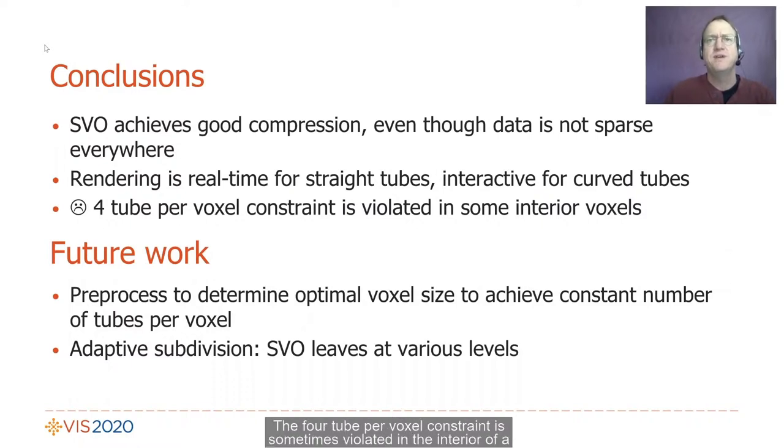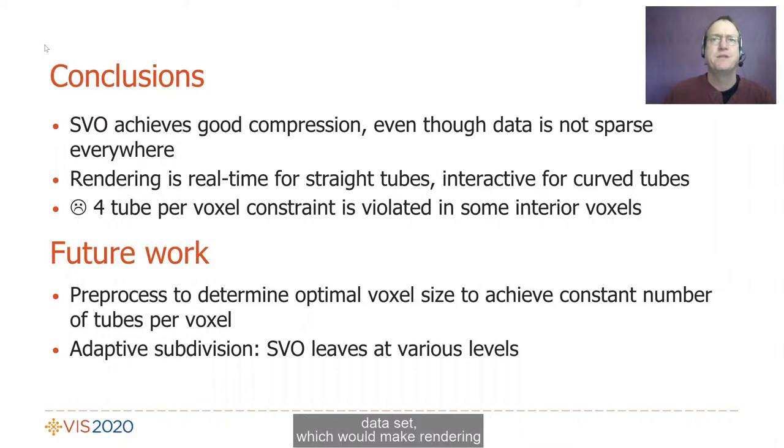The four-tube voxel constraint is sometimes violated in the interior of a dataset, which would make rendering semi-transparent tubes problematic. In future work, we plan to investigate ways of overcoming this limitation, such as pre-processing to determine the optimal voxel size for a given number of tubes per voxel, and adaptively subdividing in dense regions of fibers.